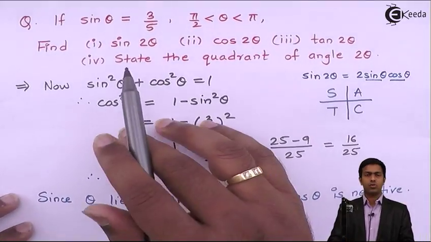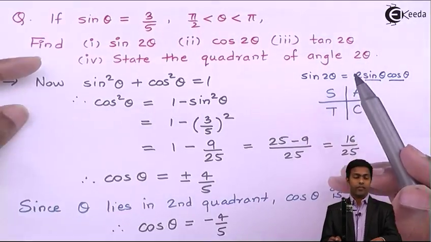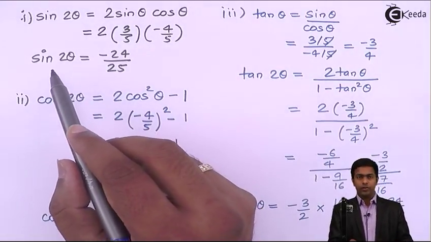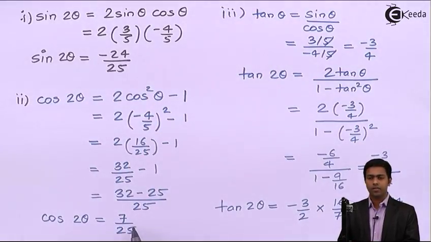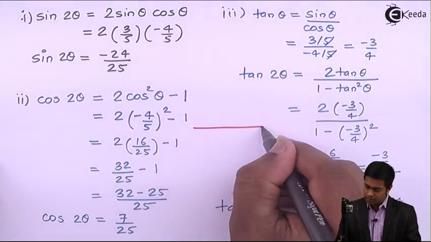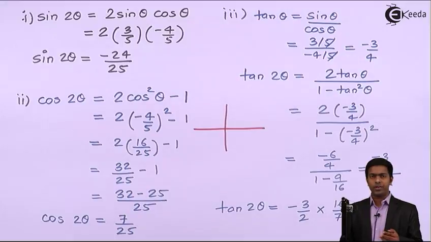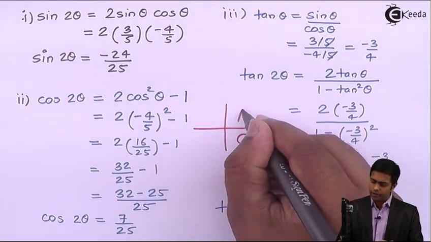Now the last question, that is we have to state the quadrant of angle 2 theta. So for that we have to observe the trigonometric functions of 2 theta. So if you will see, for 2 theta the sine is negative, next cos is positive, and then tan is negative. So let's forget the negative part, let's concentrate on the positive part. So here I will draw the things. So let's say there are 4 quadrants. So when cos is positive, if I talk about the 2 theta, then cos is positive in the 4th quadrant and cos is positive in the 1st quadrant.